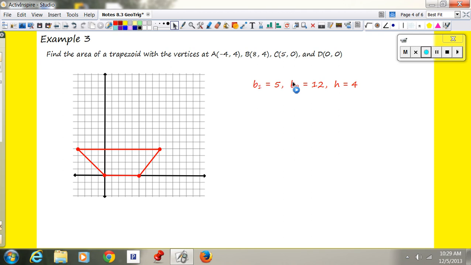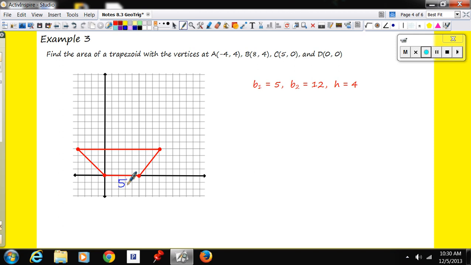Right now, I know that my base 1 is 5. My base 2 is 12. And my height, which goes straight up and down, is easy to find on a coordinate plane because you can just count 1, 2, 3, 4. So my height equals 4.